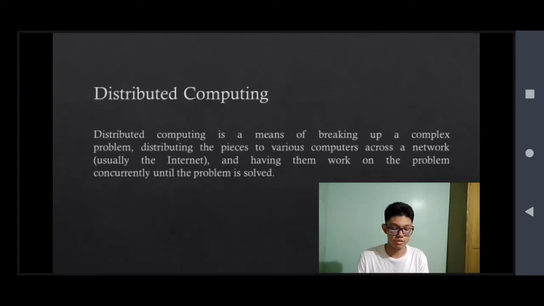Number 4. Distributed computing. Distributed computing is a means of breaking up a complex problem, distributing the pieces to various computers across a network, and having them work on the problem concurrently until the problem is solved. The difference between distributed and parallel computing is that parallel computing is done on a single architecture with multiple processor cores, and distributed computing is done over a network.